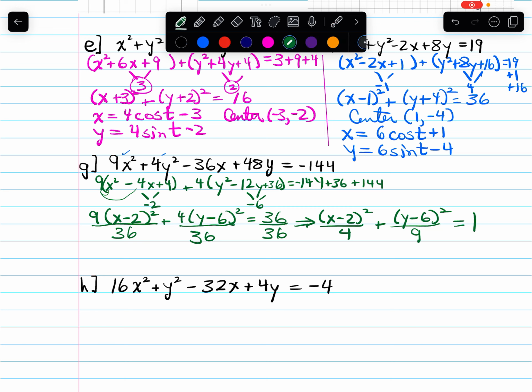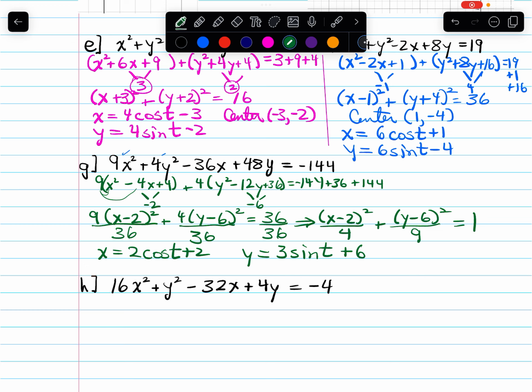Now, let's look at the parametric form. x is equal to 2 cosine t plus 2, and y is equal to 3 sine t plus 6. Yeah. Okay, the last one.